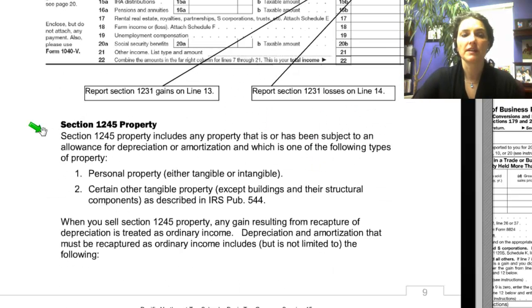Section 1245 property. Section 1245 property includes any property that is or has been subject to an allowance for depreciation or amortization, and which is one of the following types of property: personal property, either tangible or intangible, and certain other tangible property except buildings and their structural components as described in IRS Publication 544. When you sell Section 1245 property, any gain resulting from recapture of depreciation is treated as ordinary income.